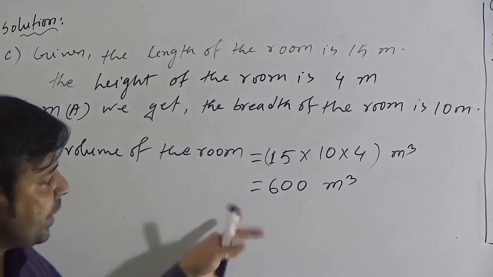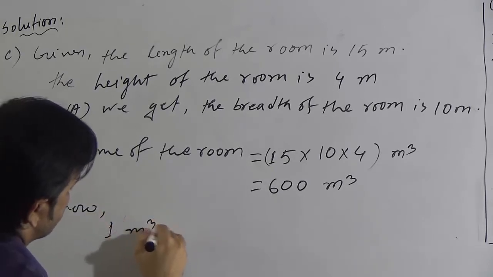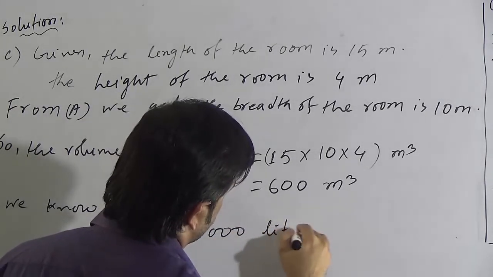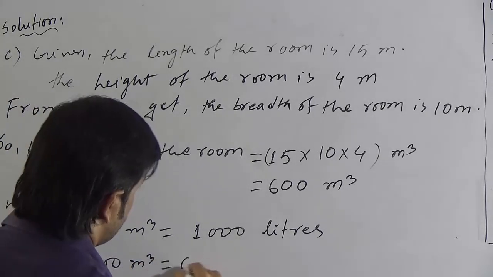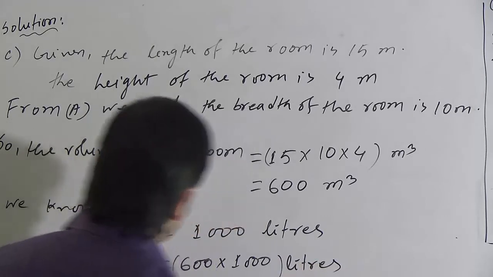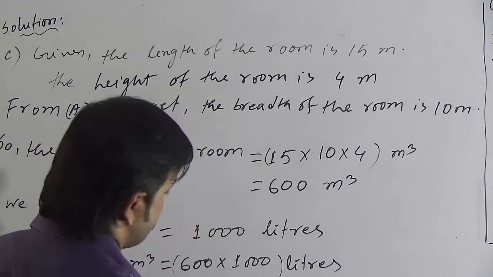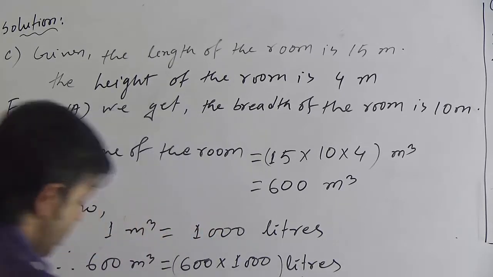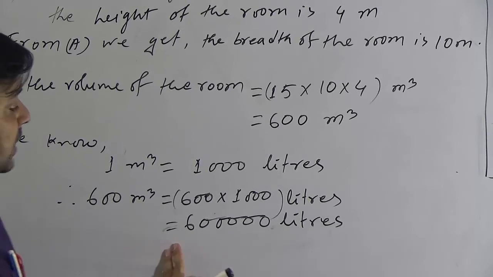Dear students, this volume we can convert into liter. We know 1 cubic meter is equal to 1000 liter. Therefore, 600 cubic meter is equal to 600 multiplied by 1000 liters. That is equal to 6 lakh liters. So this is the required volume. This is the volume of water. It means that this amount of water can be kept in the room.